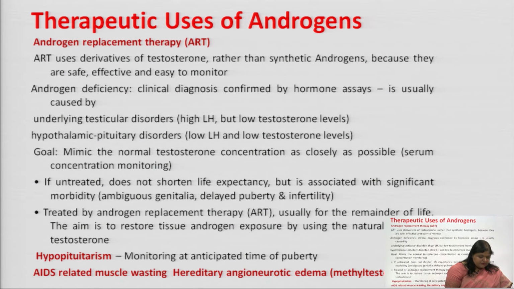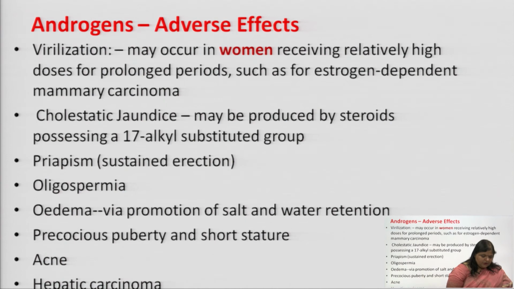Then it is also used in case of hypopituitarism. This is done by maintaining the level of the hormones at the time of puberty. Then it can also be used in case of AIDS-related muscle wasting. In that case also these androgens or testosterone can be used.